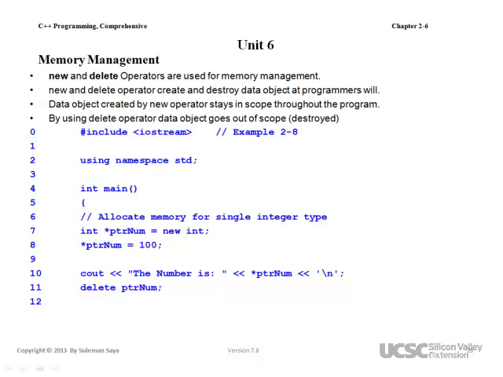In this unit, we will discuss how C++ manages dynamic memory. It provides the operators new and delete to allocate memory and deallocate memory from the heap. So new and delete operators are used for memory management. New and delete operators create and destroy data objects at the programmer's will.